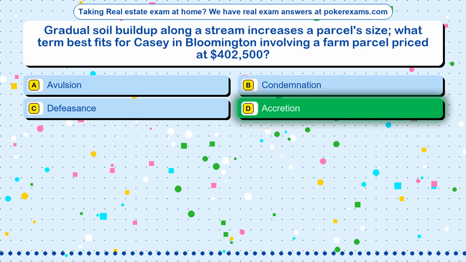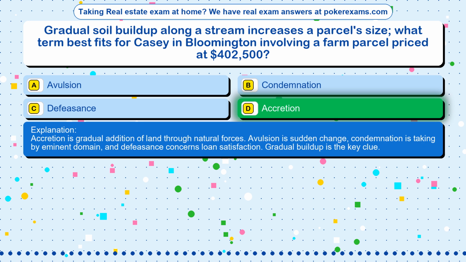The correct answer is option D. Accretion. Accretion is gradual addition of land through natural forces. Avulsion is sudden change, condemnation is taking by eminent domain, and defeasance concerns loan satisfaction. Gradual buildup is the key clue.